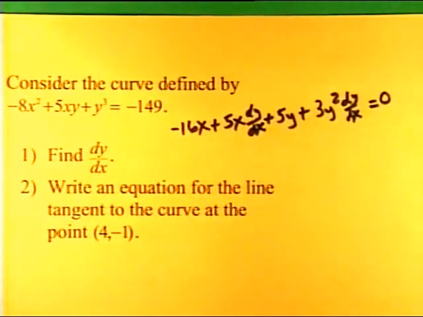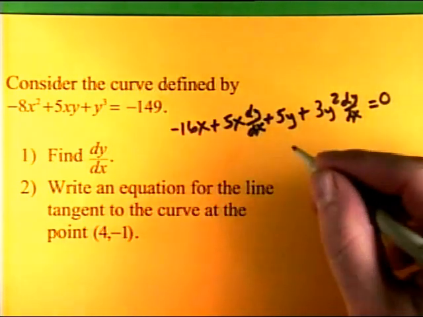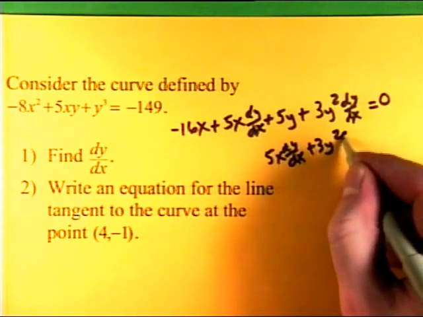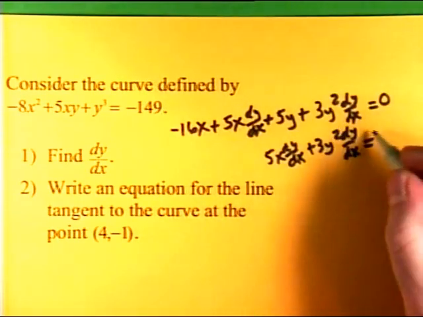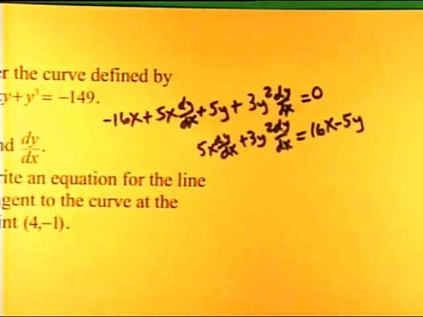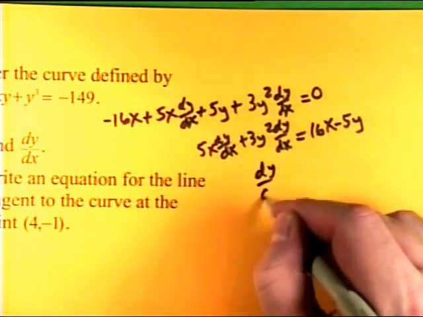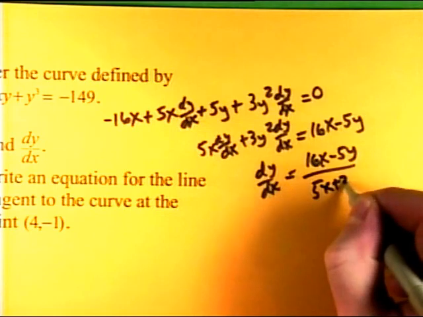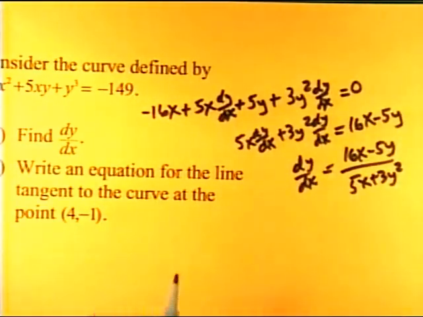Okay, now what do we do? Put the dy over dx on one side. So take the negative 16x to the right, and the 5y. Okay, now what do we do? Factor out the dy dx. So you get dy dx is equal to 16x minus 5y all over 5x plus 3y squared, right? Yeah. Okay, try to answer this question now.